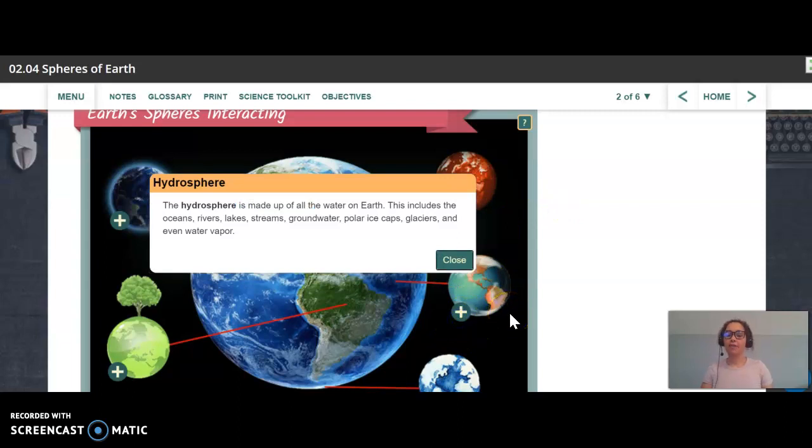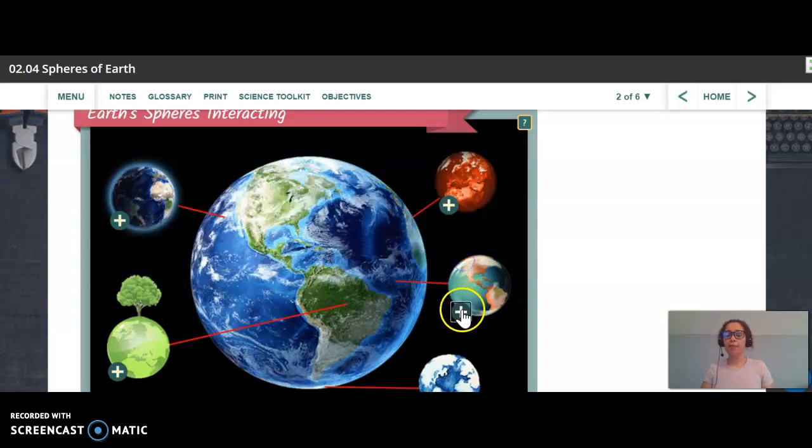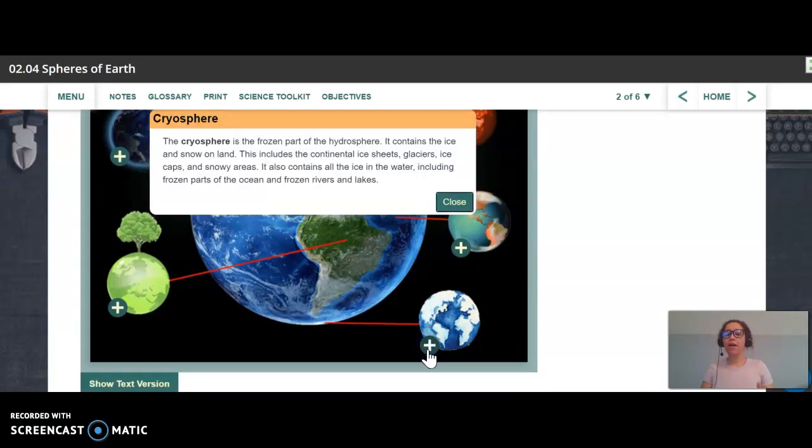Next, we have the hydrosphere, and it's all of the water on Earth. Now, your textbook takes the hydrosphere and tells us a sphere that's within the hydrosphere. Sometimes you'll only hear about the 4 spheres of Earth, but your textbook makes it into 5. And this 5th one is called the cryosphere. And all it is is the frozen part of the hydrosphere. So think about those glaciers from last lesson.